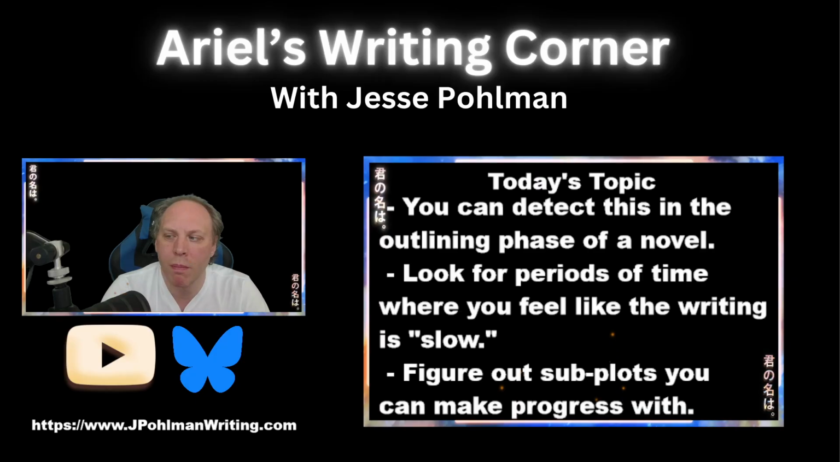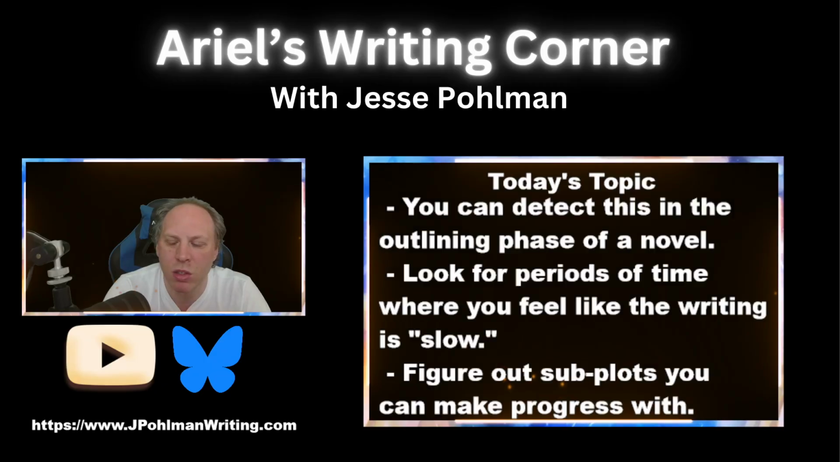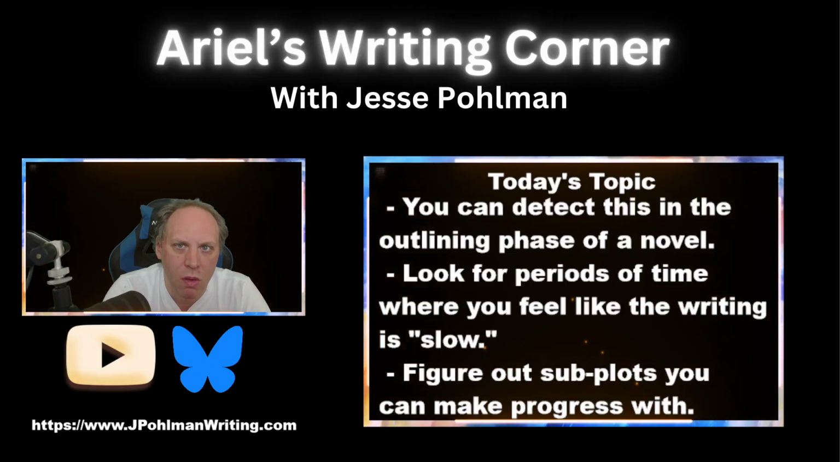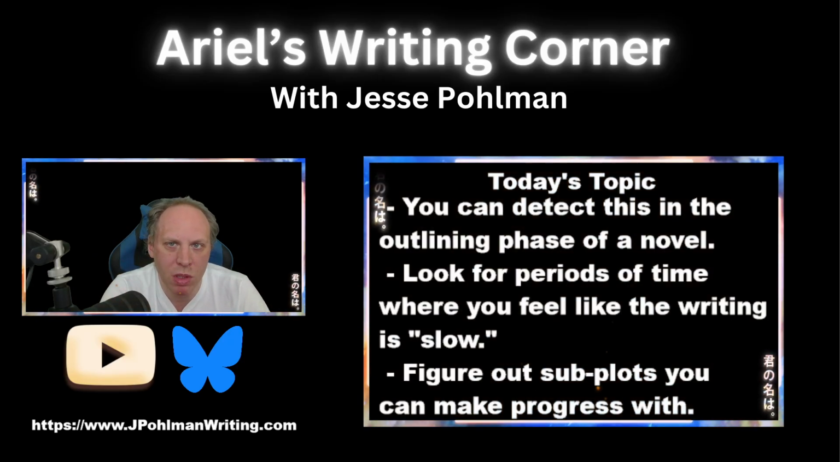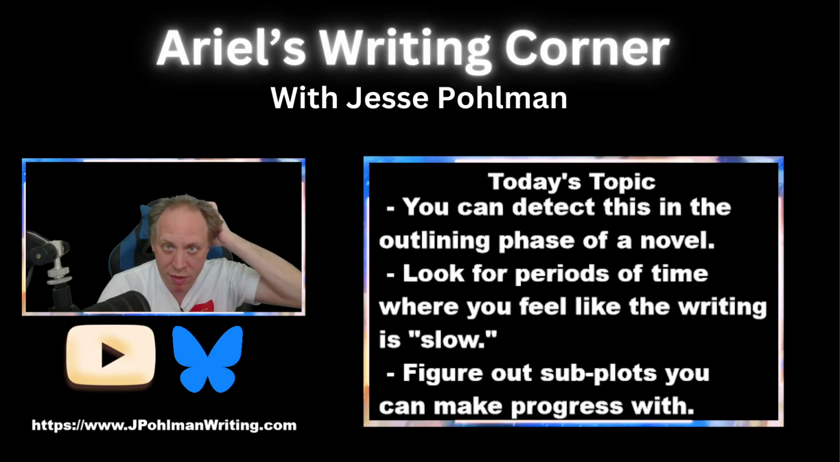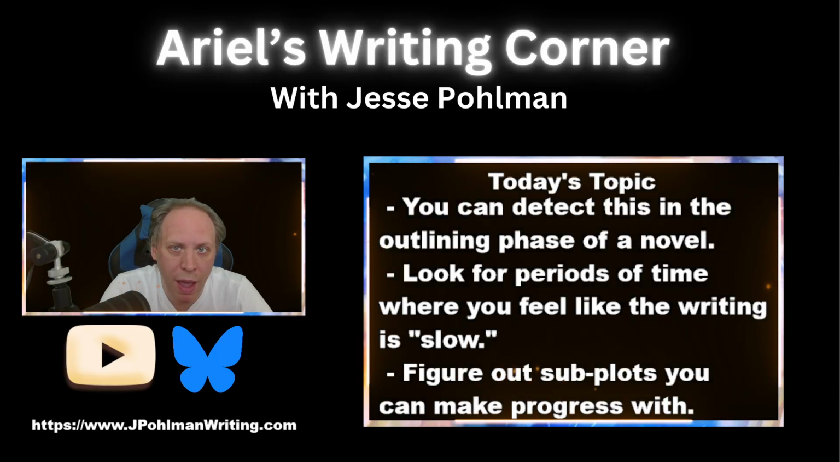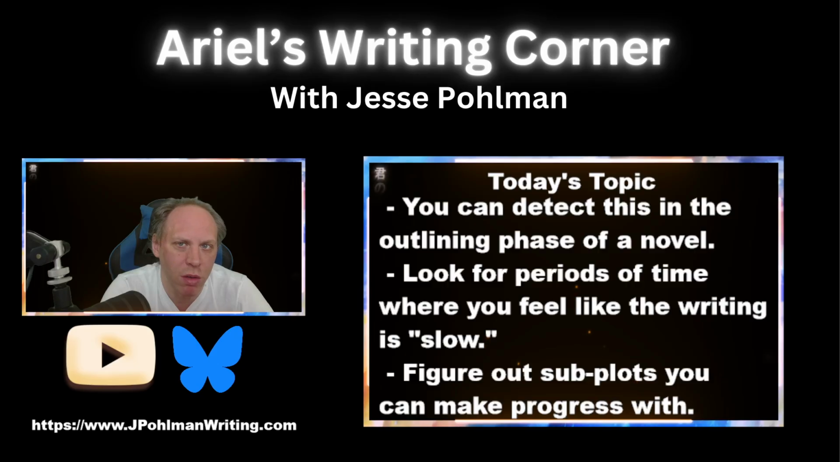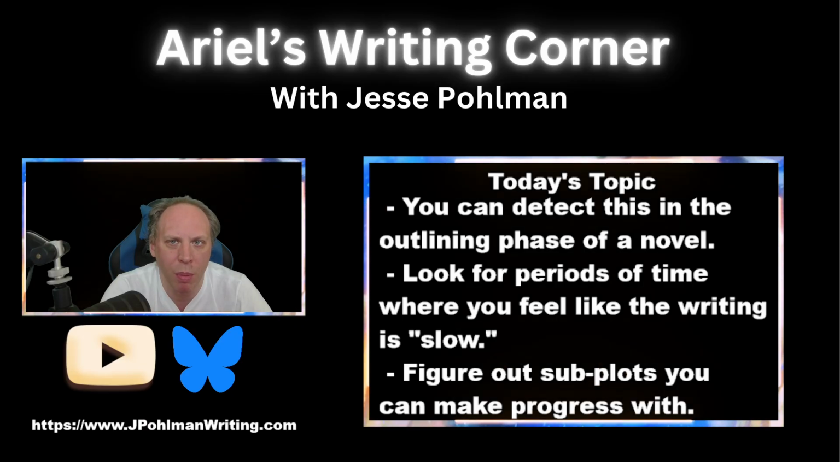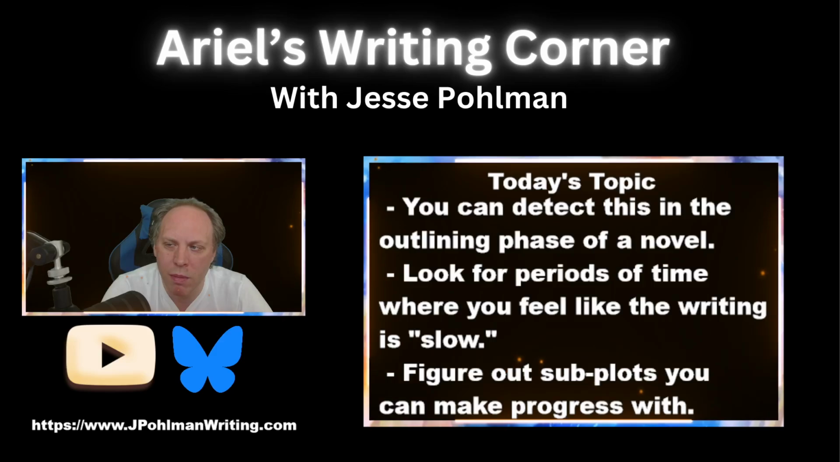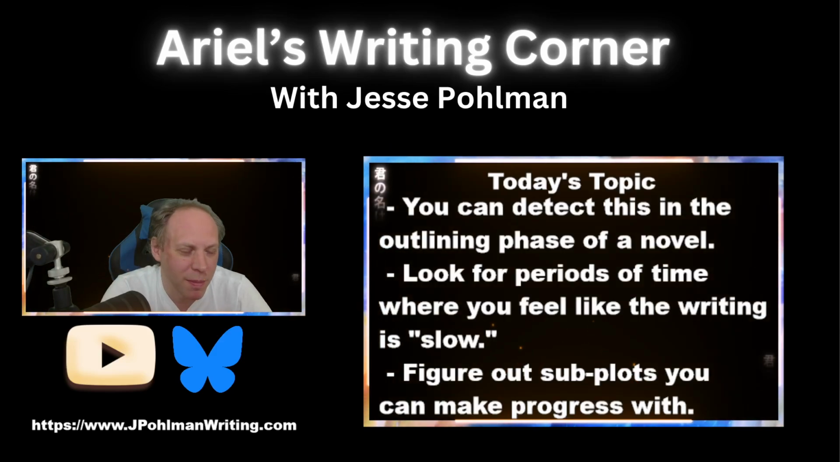And most of all, my biggest technique for this is to figure out subplots you can make progress with. Remember, you may have a solo protagonist story, but you still have secondary characters and stuff going on. You may have a solo point of view. That's a little harder to do this trick with. It's not really in my wheelhouse. I'm more of a multi-point of view person, but only like three in a book nowadays, anyway. I've dabbled with more in the past.